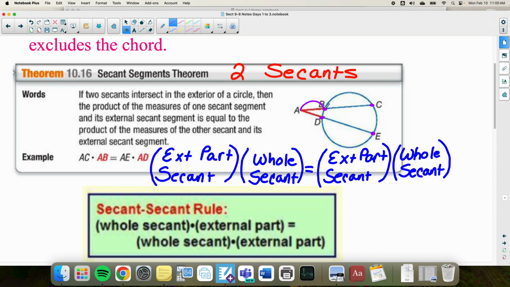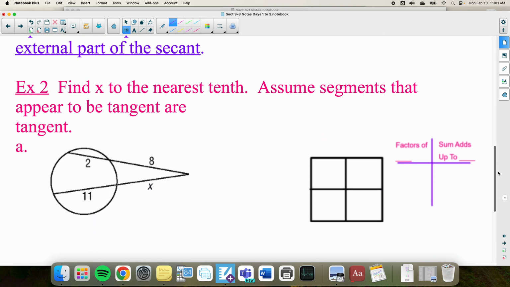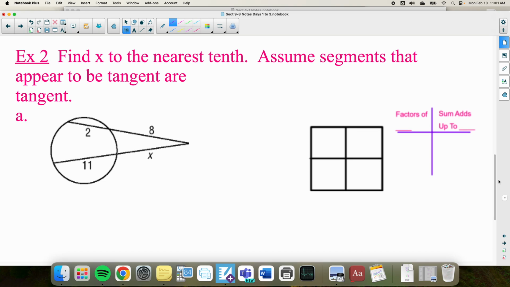Now, how we do this is they call this part the external part of the secant. It's the part of the secant that is outside of the circle, and they take that multiplied by the whole secant, okay? And then the other part is the same thing. They take the external part, outside of this circle, times the whole thing, okay? Now, if we go down to here, it says find x to the nearest 10th, assume segments that appear to be tangent are tangent. And in these, I think we're always going to have 2 secants.